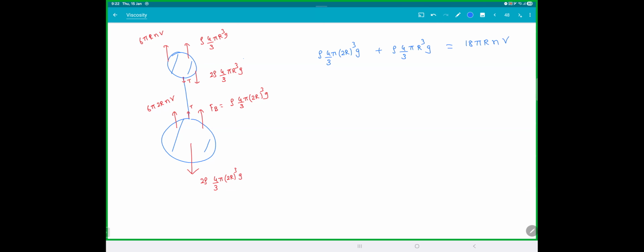That would be how much? That is 8 plus 1, 9. 9 by 3, 3. That is 12. So 12 pi r square g is equal to 18 pi eta v. Terminal velocity will be 2 by 3 times r square g by eta. Check.